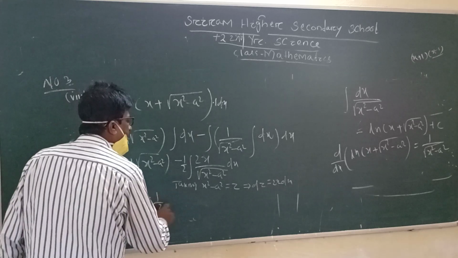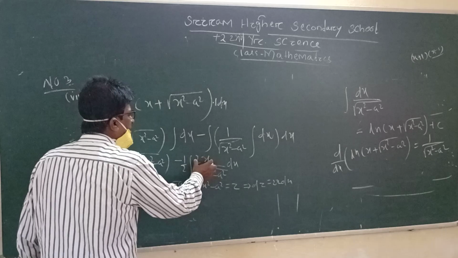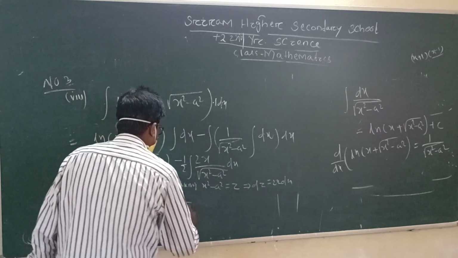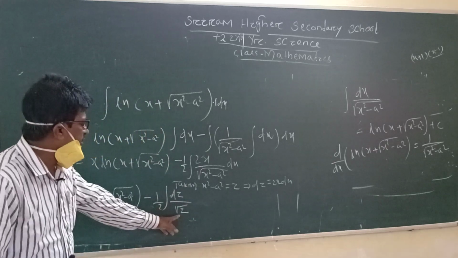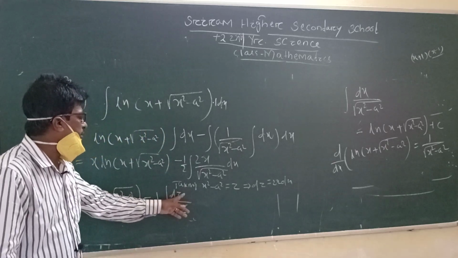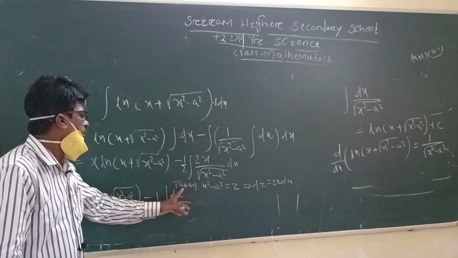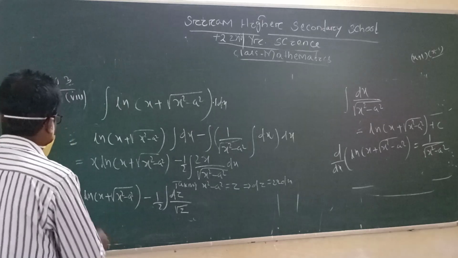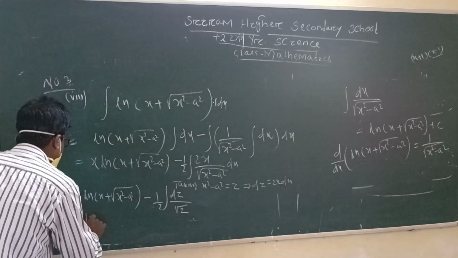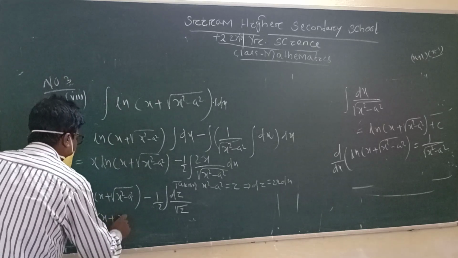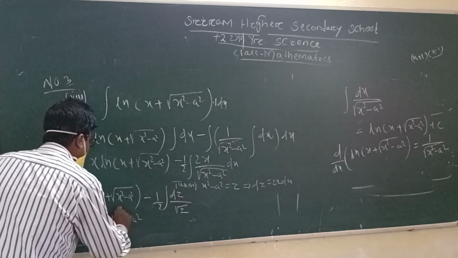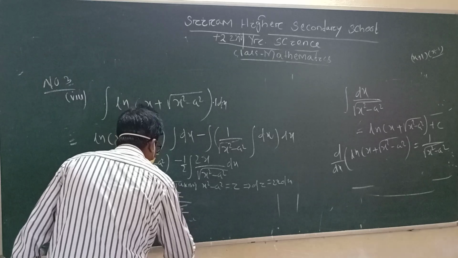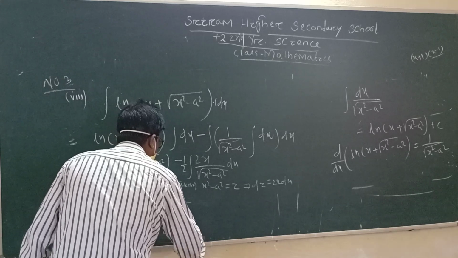minus a half integral of dz, that is, 2x dx becomes dz by root z. You know root z means z to the power half. When it goes to the upper part it becomes z to the power minus half. When integrating z to the power minus half, z to the minus half plus 1 is z to the half, divided by half. That becomes x ln(x + root over x square minus a square) minus a half z to the power half divided by half, the 2 cancels, plus c.